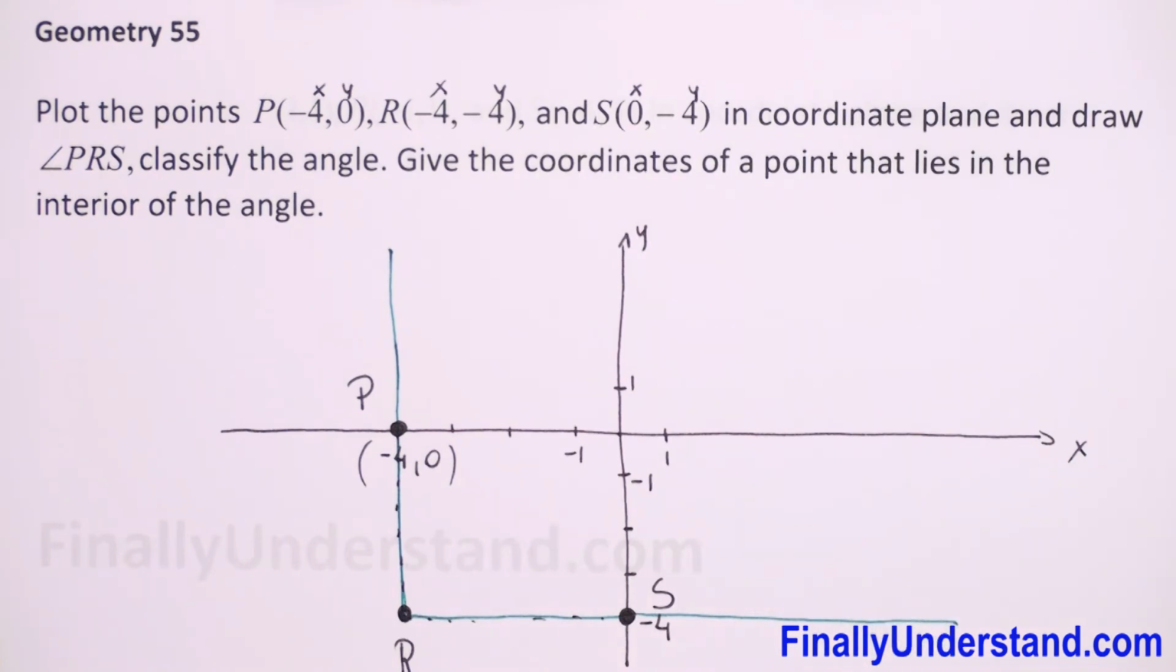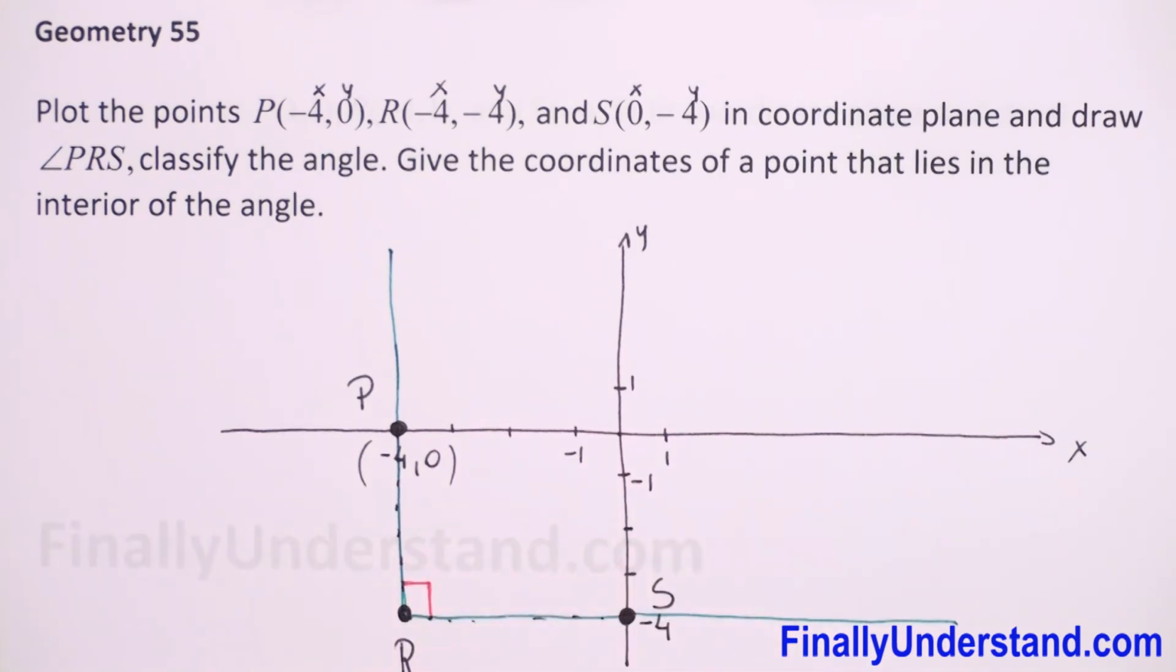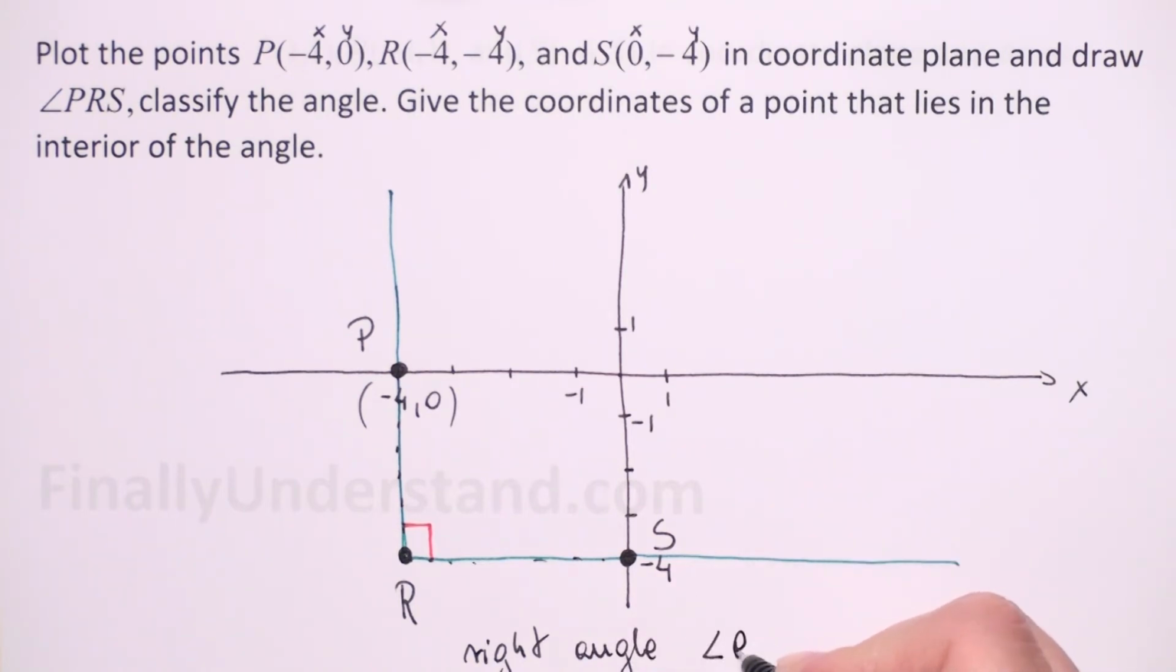so we see that our angle R is right angle. So we can write that this is right angle. It means angle R, measure of angle R is 90 degrees.